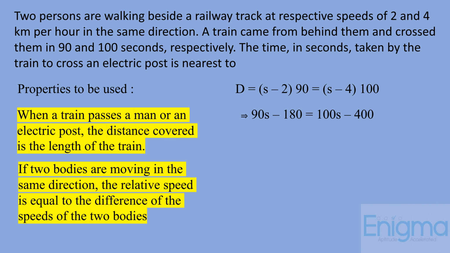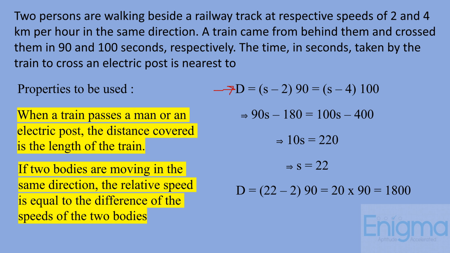Solving it further, we get 90s - 180 = 100s - 400. Simplifying it further, we get 10s = 220. Hence, we get the value of s as 22. Substituting the value of s as 22 over here, we get the value of d as 1800.